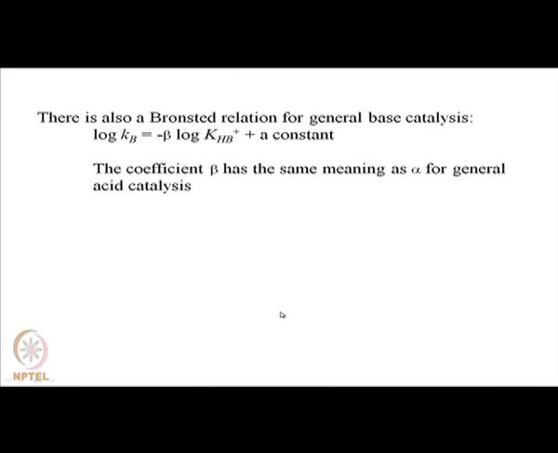And there is also a similar relation for general base catalysis for Bronsted. So, it is log Kb is equal to minus log KHb plus constant. The coefficient beta has the same meaning as alpha for general acid catalysis.